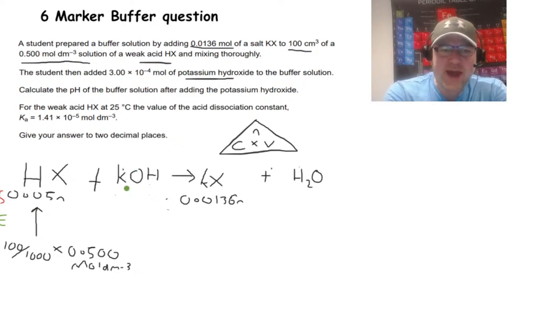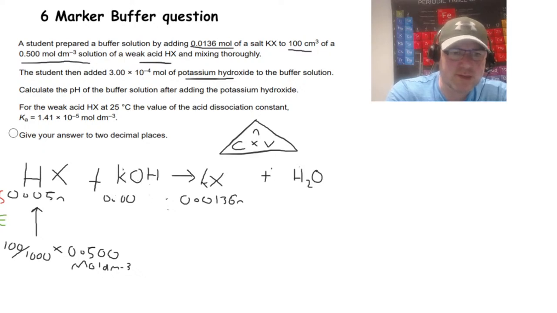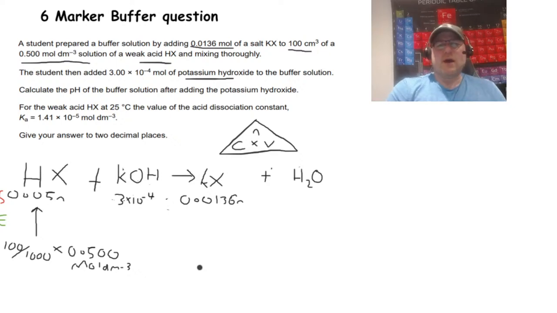So they've now added into the mix 3 times 10 to the minus 4. I'm just going to write 3 times 10 to the minus 4. So how many moles will I have of salt? There's a reason why people do that. It saves you having to write 3 zeros. Okay, we finally got there.